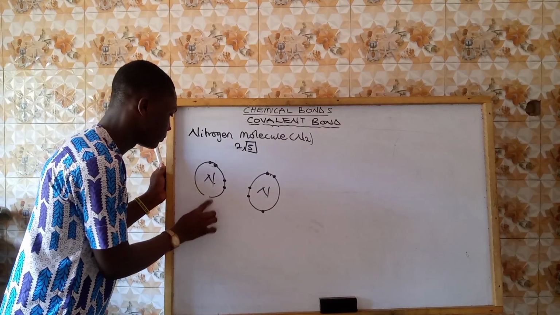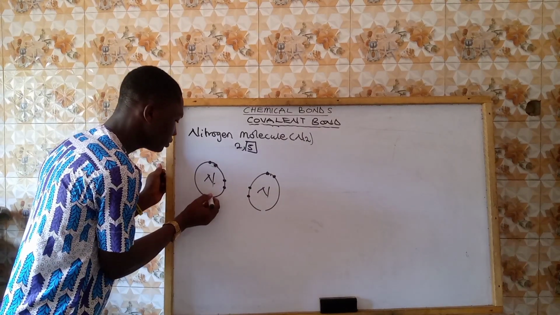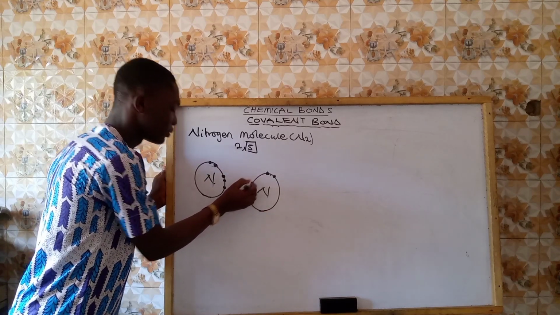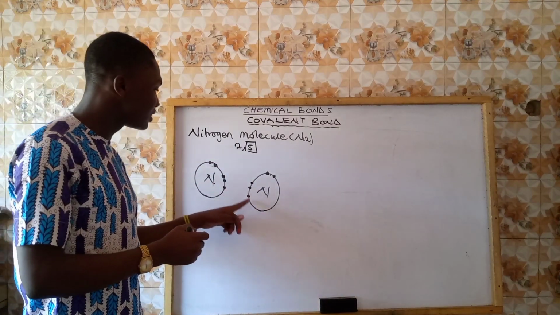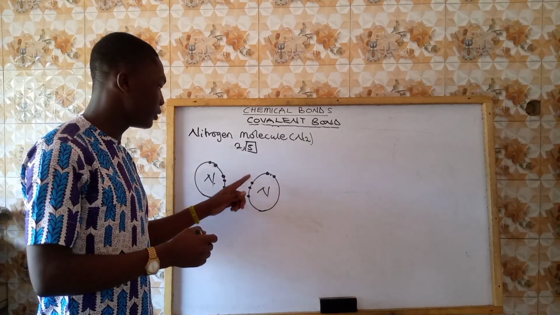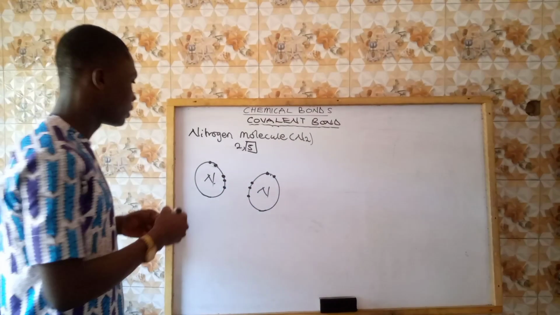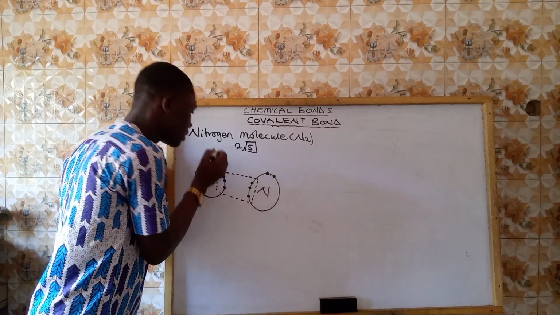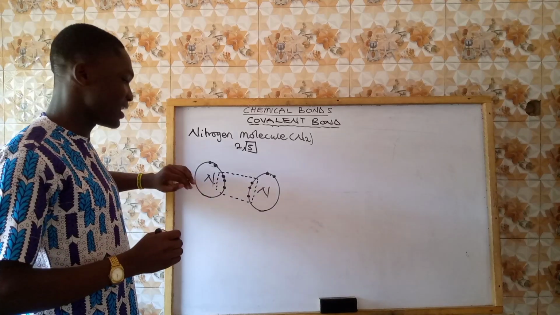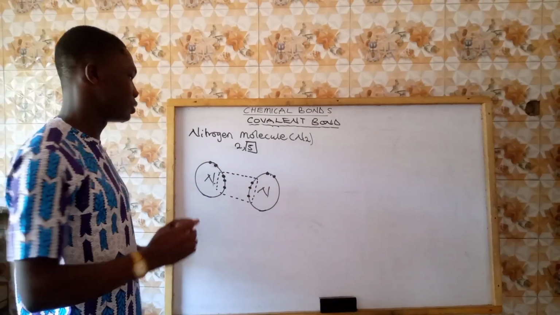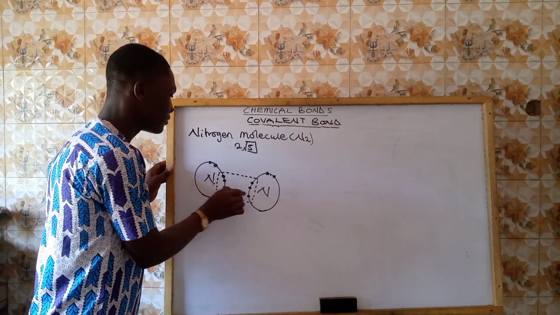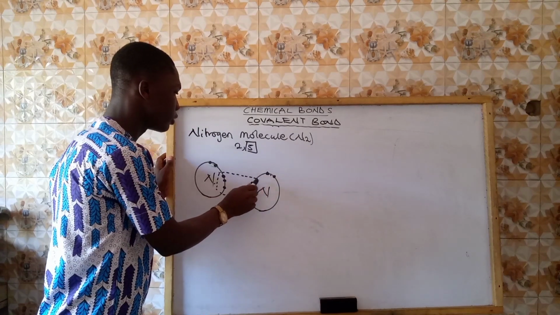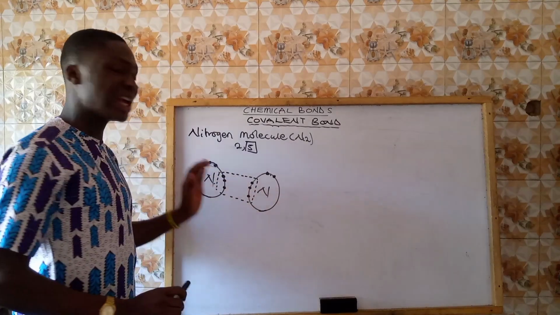So now let's bring this electron here, then this one to here. Now they will share these electrons, 3 here and 3 here. How will they share the electrons? It will be like this. Now this one has 8 electrons and this one has 8 electrons: 1, 2, 3, 4, 5, 6, 7, 8. Now this one is stable, and this one too, you have 1, 2, 3, 4, 5, 6, 7, 8. So now they are both stable.